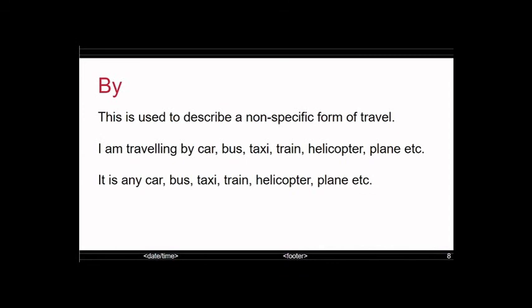Now by can generally be used to describe a non-specific form of travel. So I'm traveling by car, I'm traveling by bus, by taxi, by train, by helicopter, by plane, etc. This is referring to any car or any bus. We don't really care. I'll travel on holiday by plane. I don't know where I'm going on holiday, but I'm going to take a plane, so I'll travel by plane. It's non-specific, it's general.